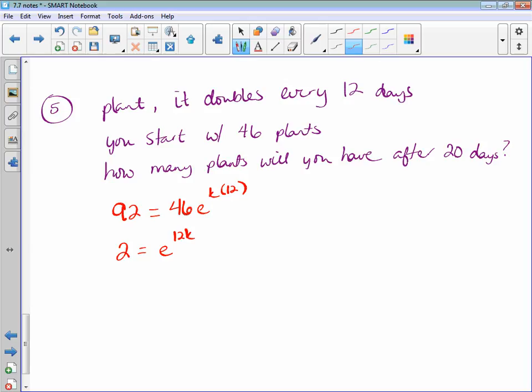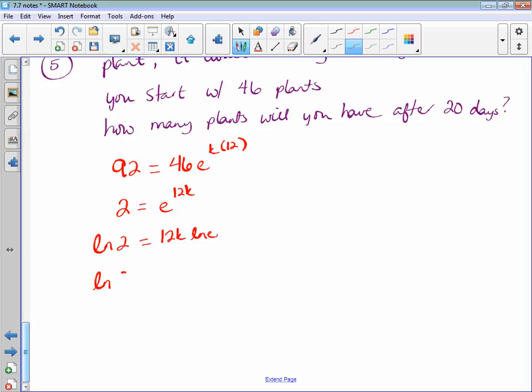And what's going to happen when I take the natural log of both sides? You can show me that if you just go to 12k, I know that you know what's going on. So natural log of 2 over 12, that's your k in this problem. It's 12k because it doubles every 12 days. You gotta find k first, okay? You do not use this until you found k.